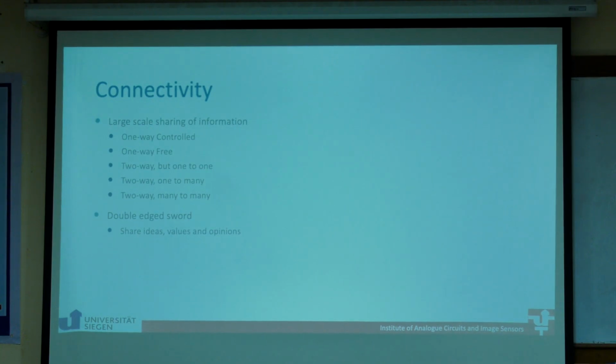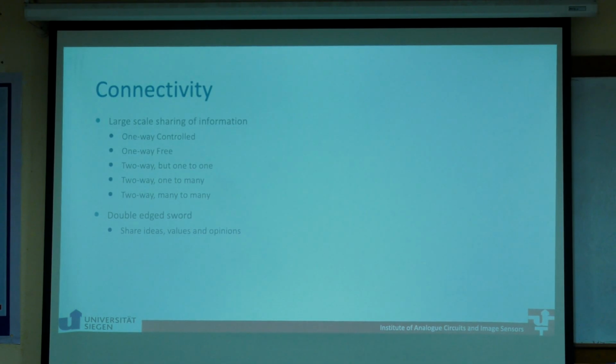What is happening to connectivity? Now, this is an interesting story. In the last century or so, we started with one-way controlled communication. We had the television, Doordarshan. The government controlled what you need to see. So it was one way, everything from one side to the other. Then we went to one-way free. People started having their own radio station. They started printing their own newspapers.